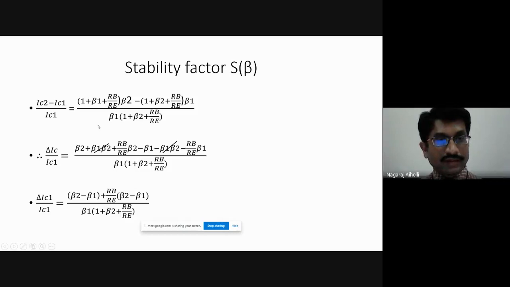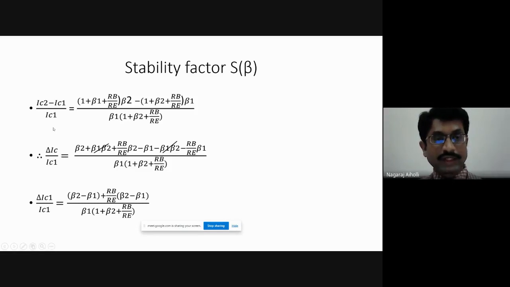Next, now simplify this further. So what is the LHS we have got? LHS is IC2 minus IC1 divided by IC1. IC2 minus IC1 is the small change in collector current, that I will take as delta IC, the difference between IC2 and IC1.